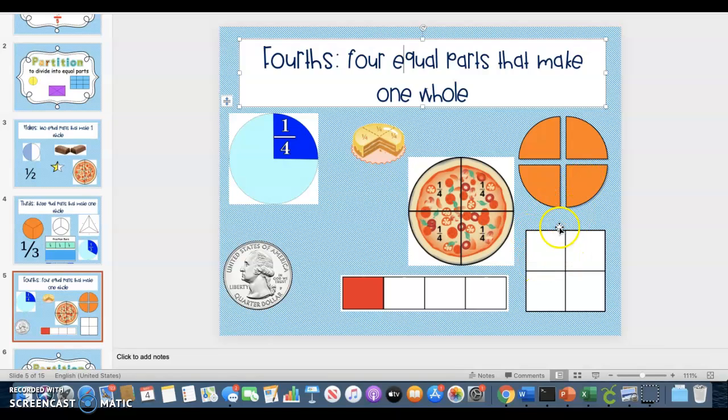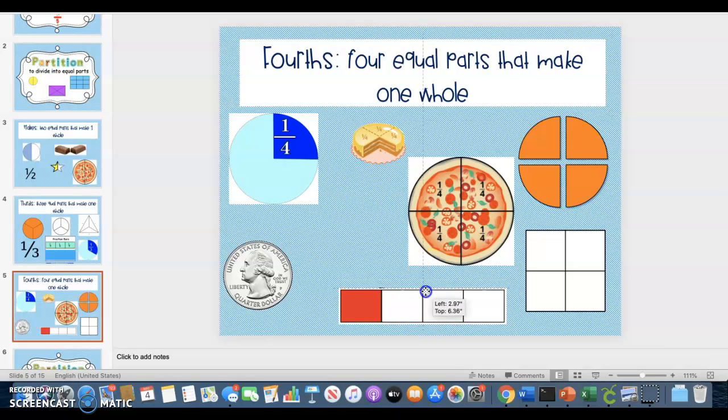This square has been partitioned into 4 equal parts. A rectangle has been partitioned up into 4 equal parts. And I'll tell you a trick about partitioning up a rectangle. It can be kind of hard to make sure that your lines are equally spaced. But the easiest thing to do is to first partition your rectangle in half. And then you partition your half into half.